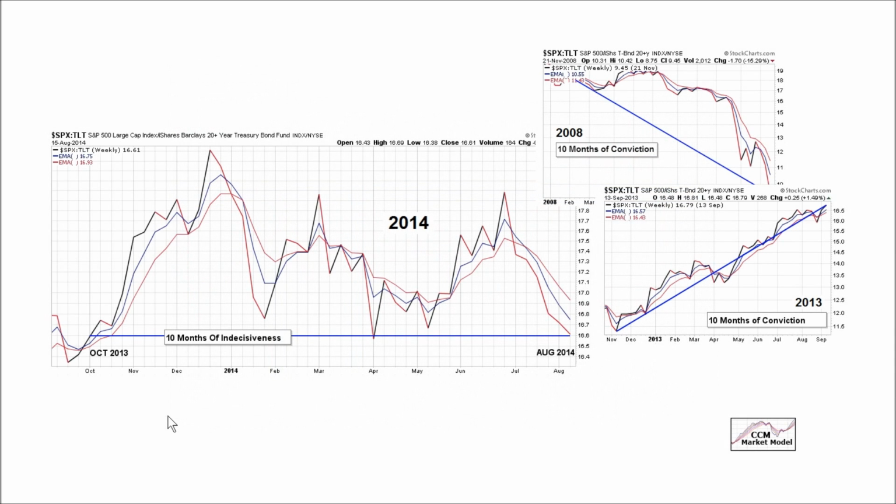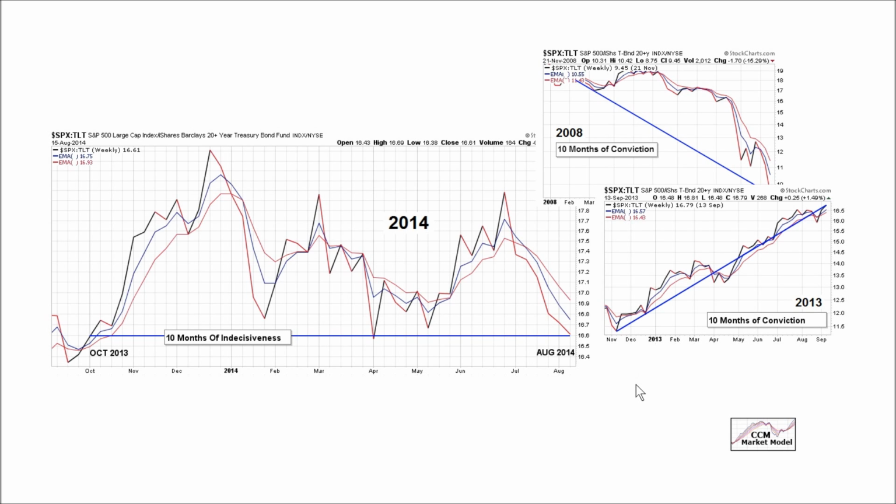Another example of risk on versus risk off showing indecisiveness. This is stocks versus long-term treasuries. It's telling us to be careful. This is part of the 50% negative in the market model. This ratio has gone nowhere in 10 months. October 2013, exact same spot today. This is what indecisiveness looks like.